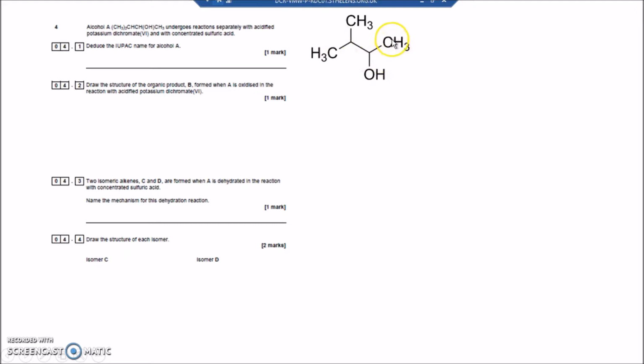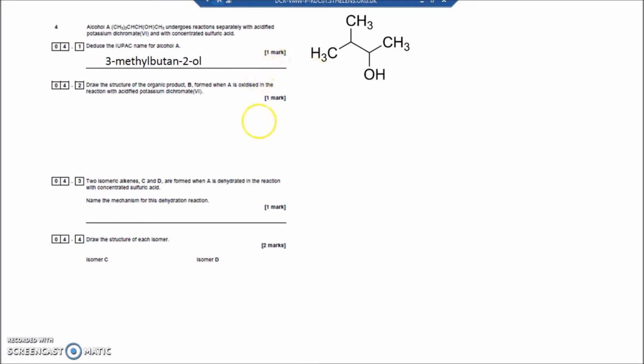So its longest carbon backbone is 1, 2, 3, 4. So it's some kind of butane, and if I go from this side here, it's butan-2-ol with a methyl. It's 3-methyl-butan-2-ol.